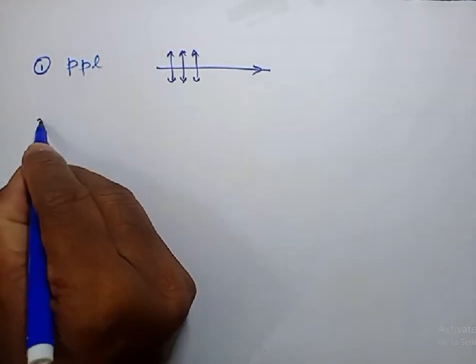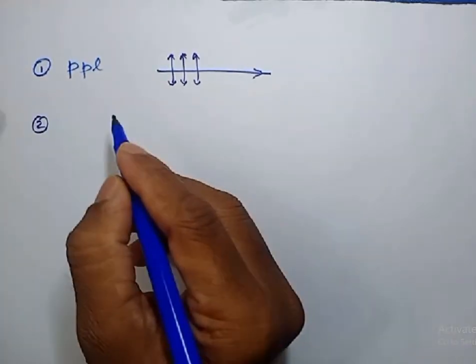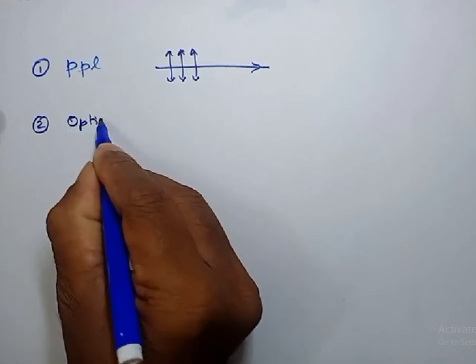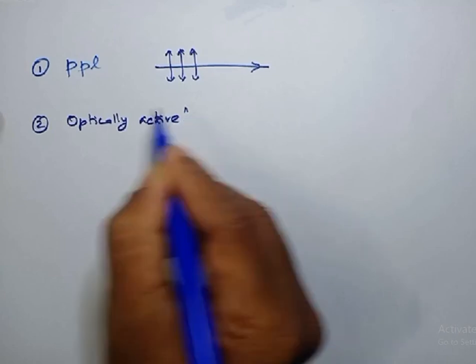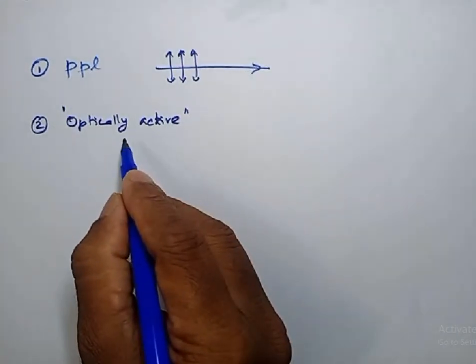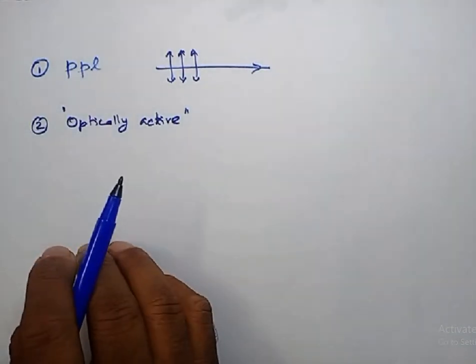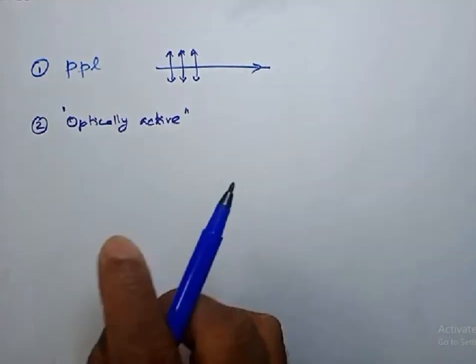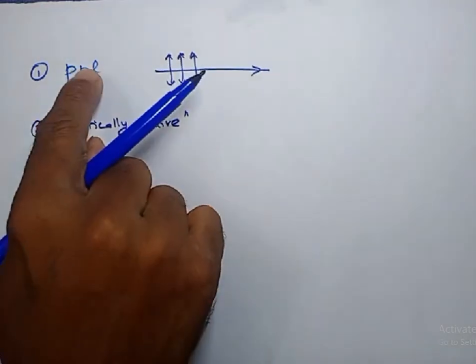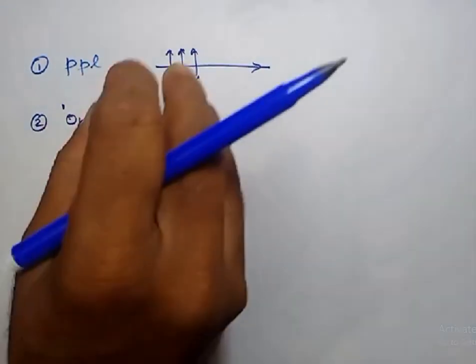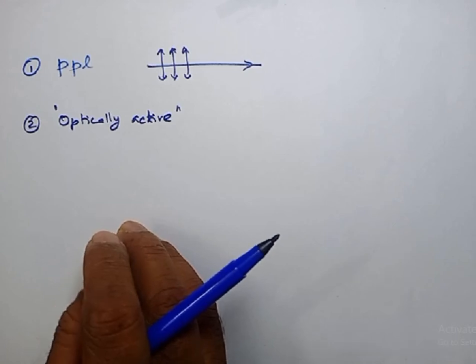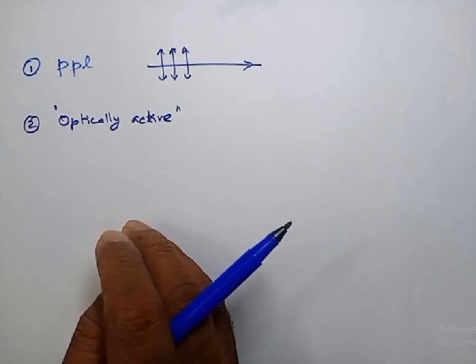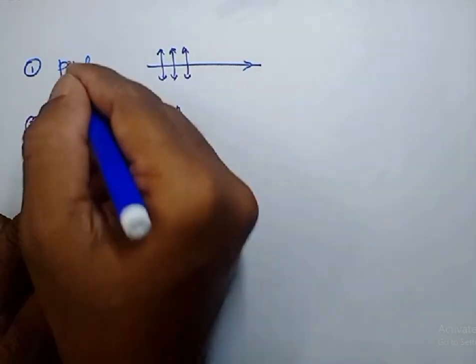When can we call a molecule optically active? It is actually an experimental one. Just pass plane polarized light through some molecules. The molecule may be present in solution form or pure liquid form, whatever it is. Just pass the plane polarized light through the molecules.